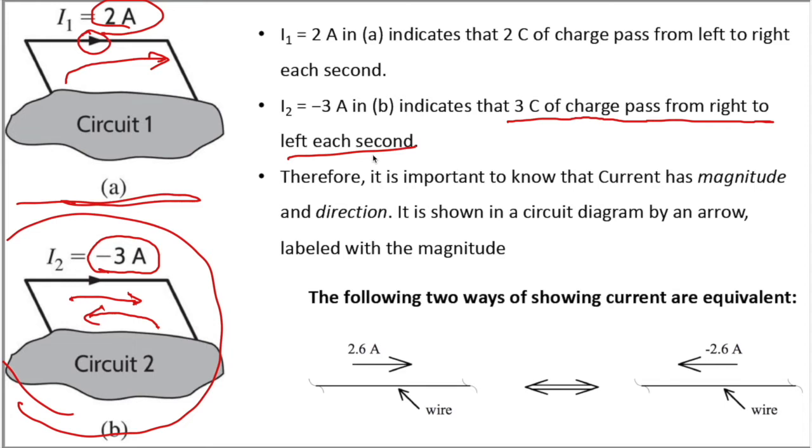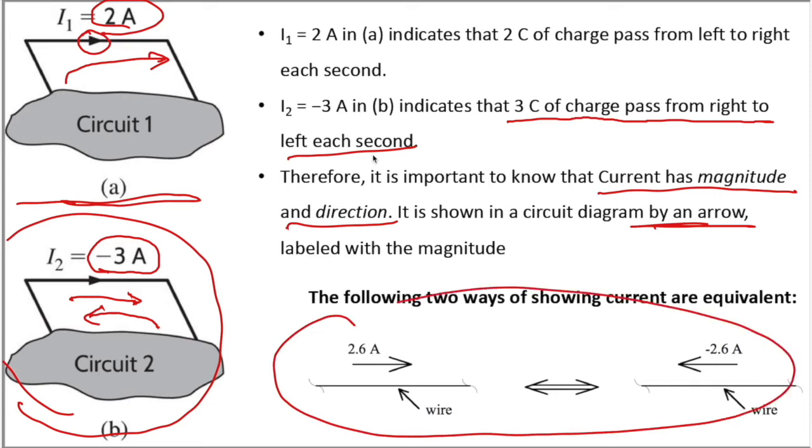So as I talk about that, the current has magnitude and direction. So it is shown in a circuit diagram by an arrow. And we can see that these two are the same. We have the reference direction from left to right and 2.6 ampere. So the actual current is from left to right. And in the second figure, the arrow is in the opposite direction, but the current is a negative value.